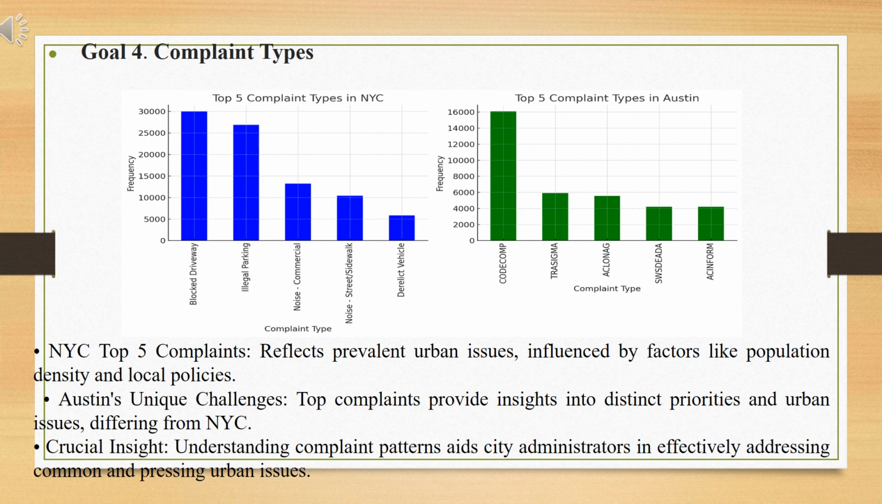Key insights: understanding complaint patterns aids city administrations in effectively addressing common and pressing urban issues.